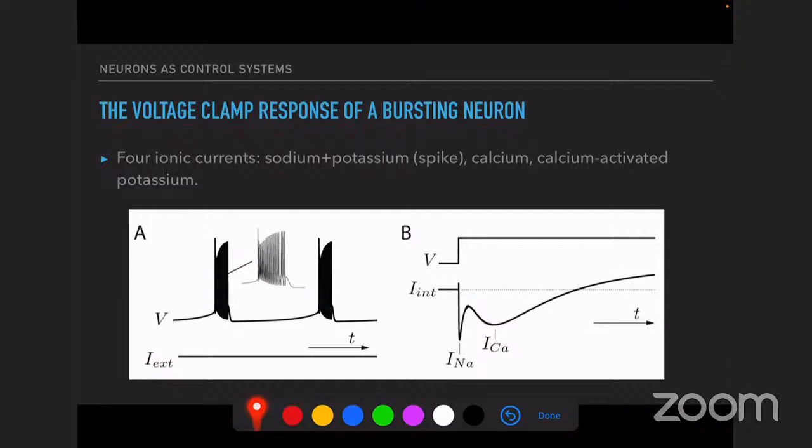So if you take the voltage clamp response of a bursting neuron, basically you find the same as for a spiking neuron, but repeated on two extra time scales.